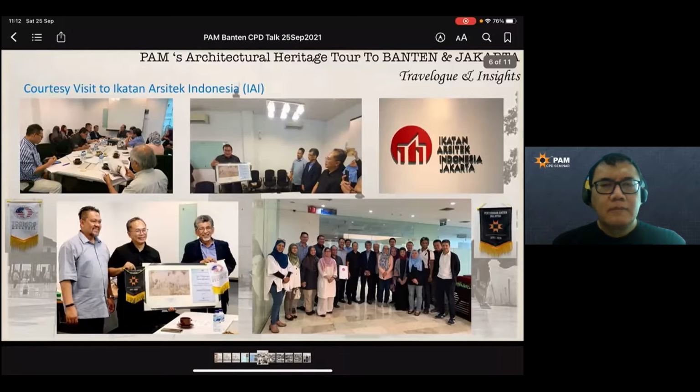and we have ICOMOS also here. You can see Dato Hajida there. He was the president of ICOMOS at that time. So we had a chance to meet up. We were supposed to meet also the ICOMOS Indonesia president, but because the headquarters of ICOMOS Indonesia is in Bandung, if I'm not mistaken, they couldn't make it at the last minute. So we just met Architect Ahmad Johara.